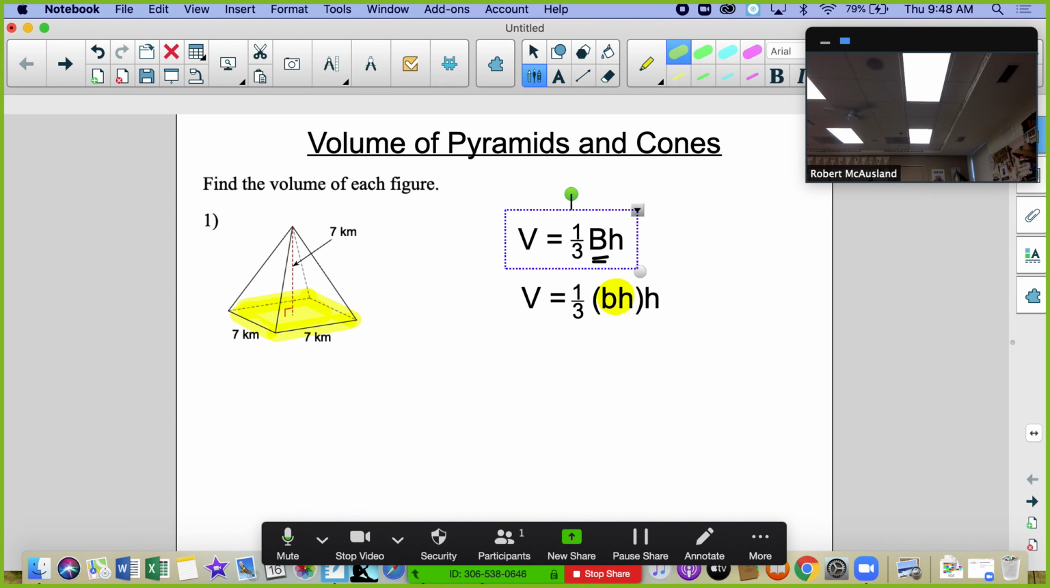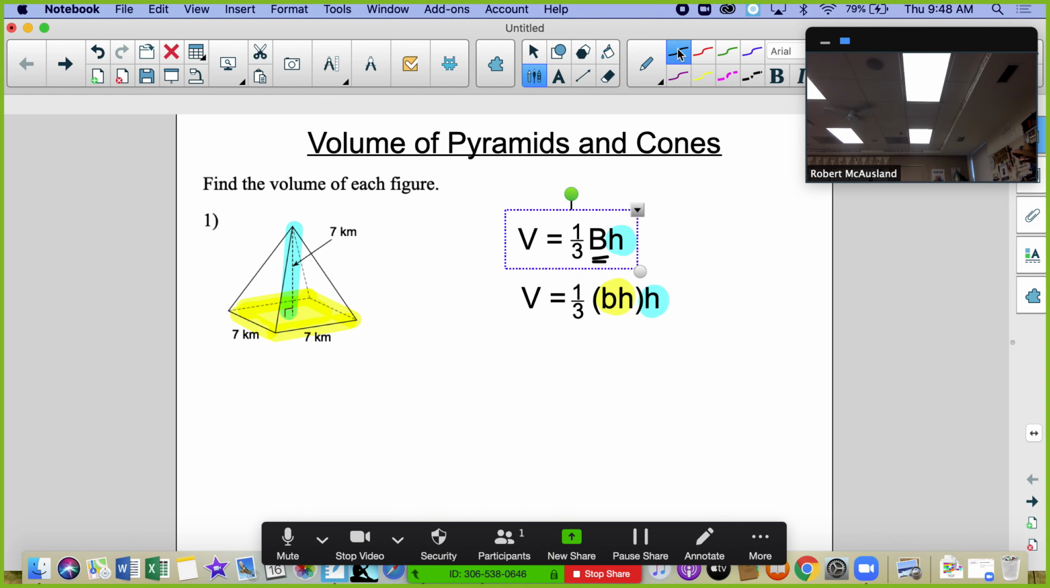That would represent base times height, because it's a square. You could use s squared, but squares are also rectangles, and the area formula for a rectangle is base times height. And then notice the height, though. This is an interesting thing. When we talked about slant height in surface area, and now we talk about height in this, the height is going to be internal, from the center of the base to the top of the object. So that has to be perpendicular.